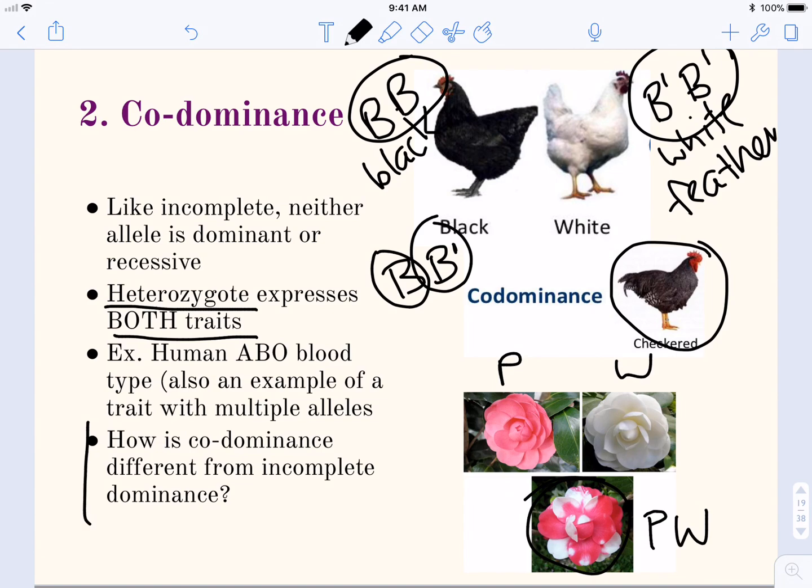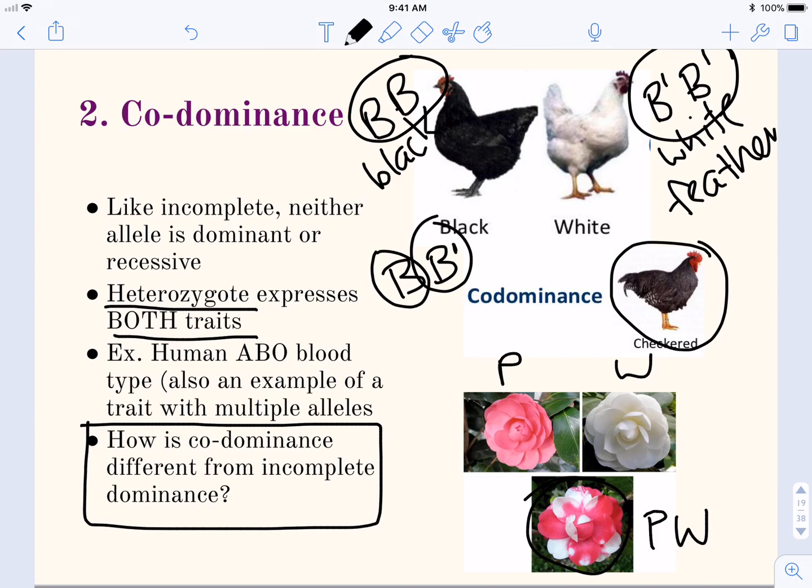One thing I hope you'll start thinking about as you're listening to this video is how codominance is different than incomplete dominance. We're going to see some big differences in terms of how that third phenotype is actually expressed, but you probably have been noticing some similarities, right? The fact that the heterozygote is the one showing the third phenotype. The fact that neither allele is dominant. And of course, the fact that I've given you chicken examples for both.